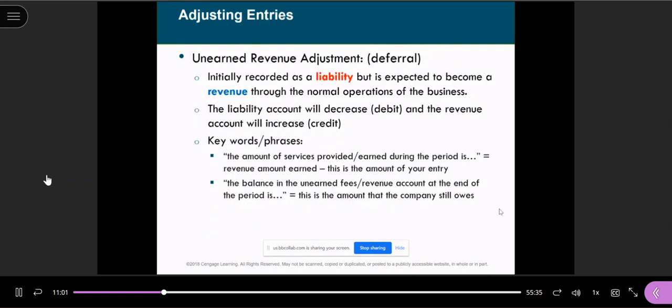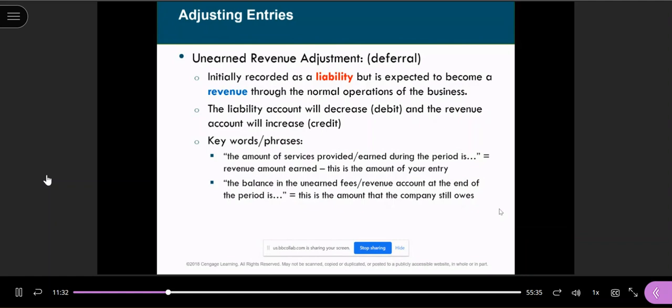We also have an unearned revenue adjustment. This is also a deferral. So it's something that we initially recorded as a liability, our balance sheet item, but we're expecting it to become a revenue, our income statement item. So our liability account is going to decrease. Our revenue account is going to increase. And you'll see with these deferrals that our income statement accounts are increasing because we said they always have to be increasing, and our balance sheet accounts are decreasing.